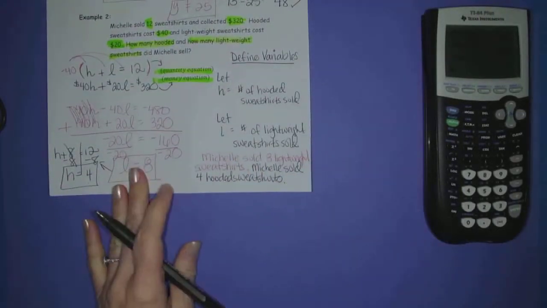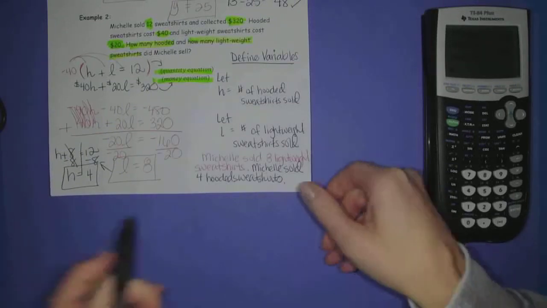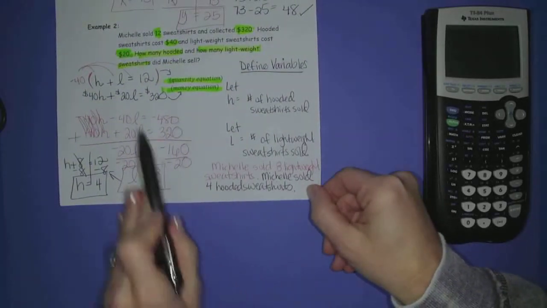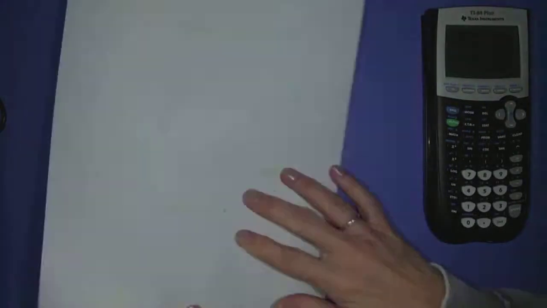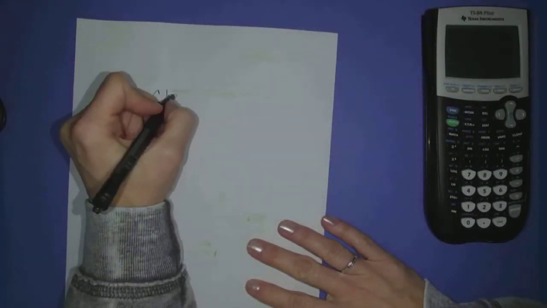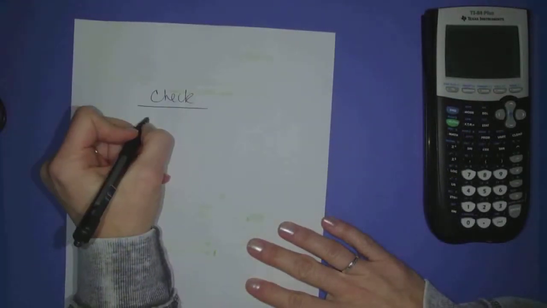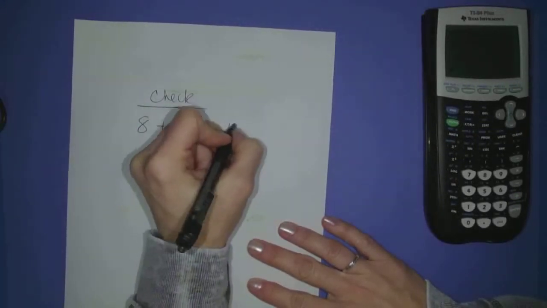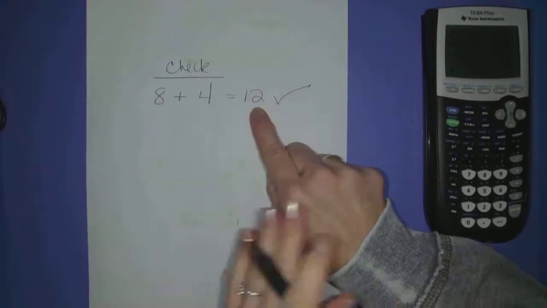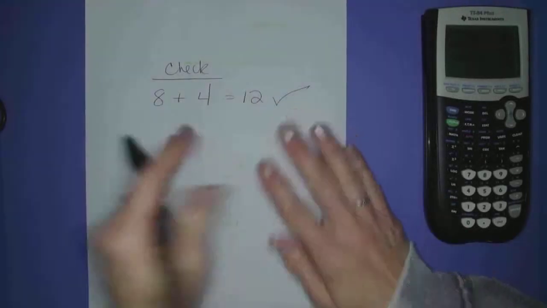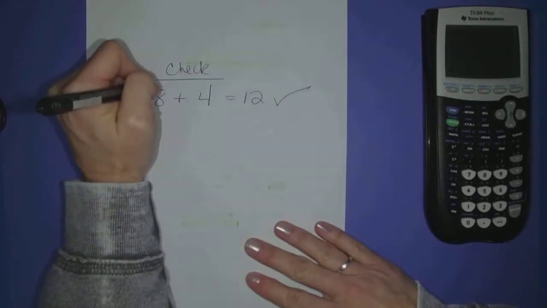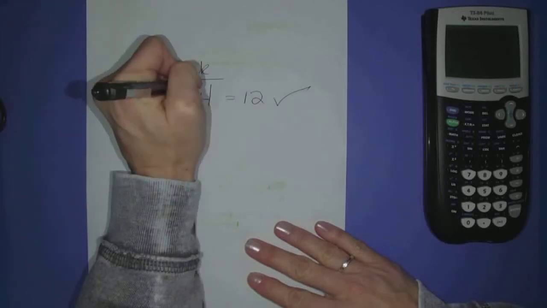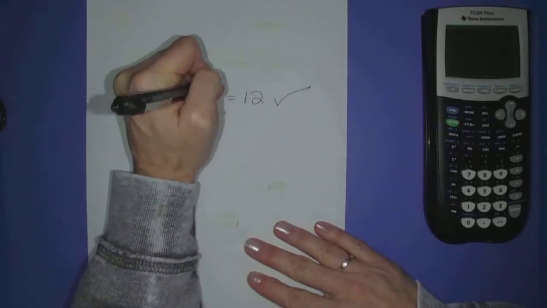Now what I want to do is check it, see if it makes sense. So let's check it out. So the first question is, does 8 and 4 make a total of 12 sweatshirts? So the first part of my check, I'm going to write it here, 8 lightweights plus 4 hoodies indeed makes 12 total sweatshirts. So that part is good. Remember, this is the number of lightweights and this is the number of hooded.